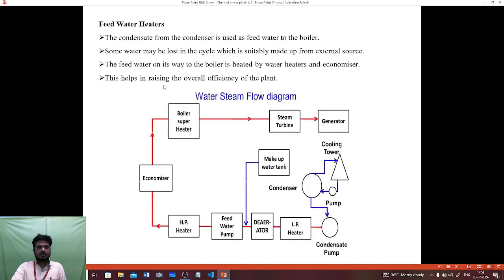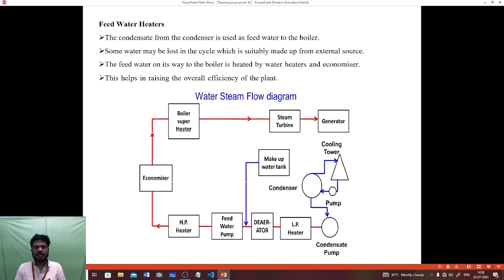Now we are seeing the feed water heater. The condensate from the condenser is used as feed water to the boiler. Some water may be lost in the cycle, which is suitably made up from an external source. The feed water on its way to the boiler is heated by the water heaters and the economizer. This raises the overall efficiency of the plant.